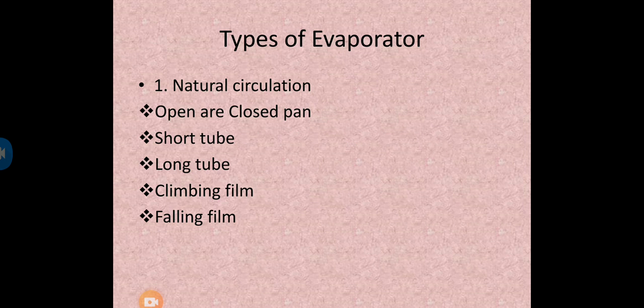So see here the types of evaporator. Natural circulation evaporator. Apart from that, various types of evaporator include open or closed pan evaporator, short tube evaporator, long tube evaporator, climbing film evaporator, falling film evaporator. An evaporator consists of a heat exchanger for boiling the solution with a special provision for separation of liquid and vapor phases. Most industrial evaporators have tubular heating surfaces and the tubes may be horizontal or vertical, long or short. The liquid may be inside or outside the tubes.